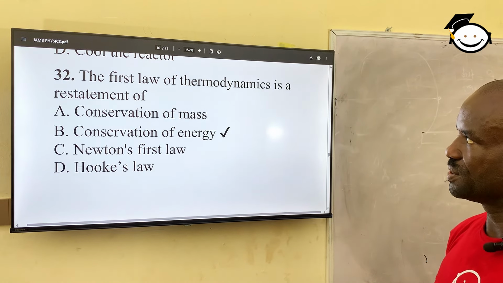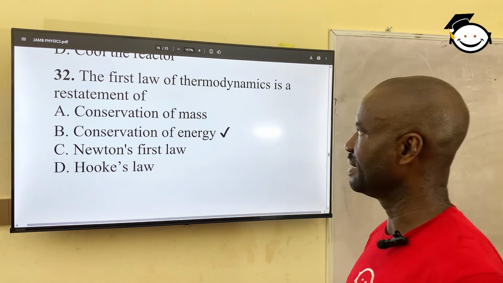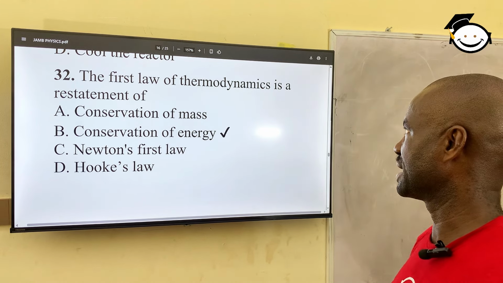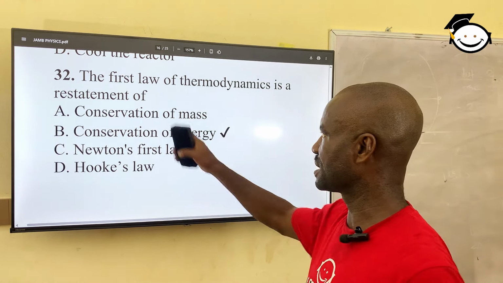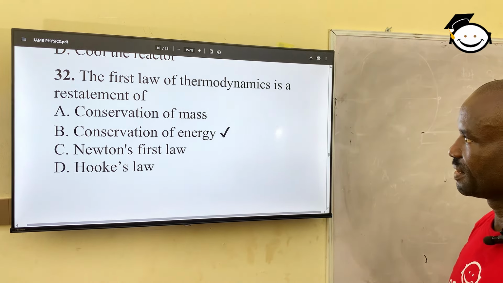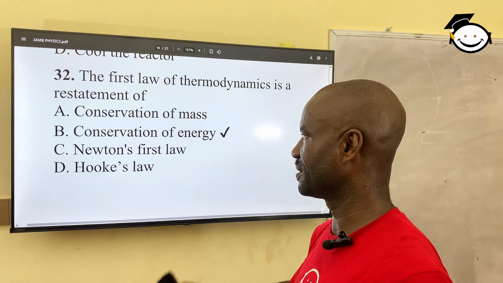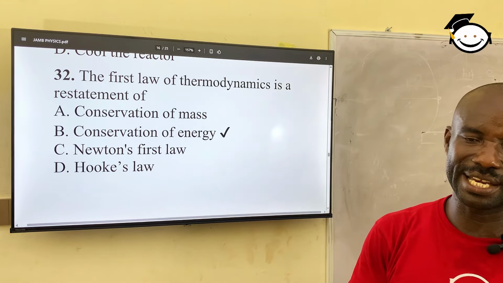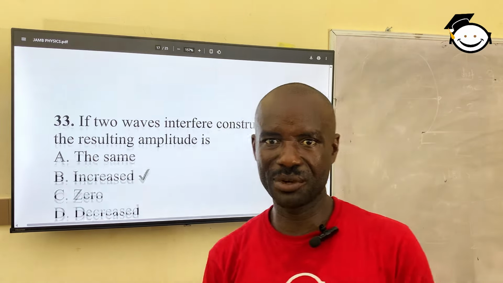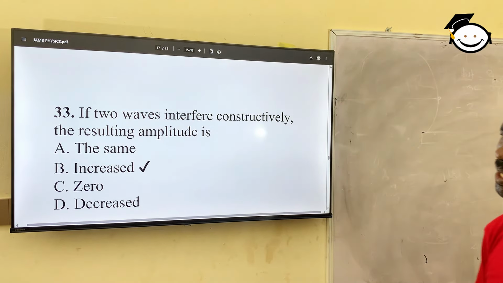Number 32. The first law of thermodynamics is a restatement of, that is, what's another way of defining the first law of thermodynamics? A, conservation of mass. B, conservation of energy. Newton's first law, Hooke's law. The correct answer is B, conservation of energy. Energy can neither be created nor destroyed, but can only be converted from one form to the other. That's the first law of thermodynamics. Then the next question.